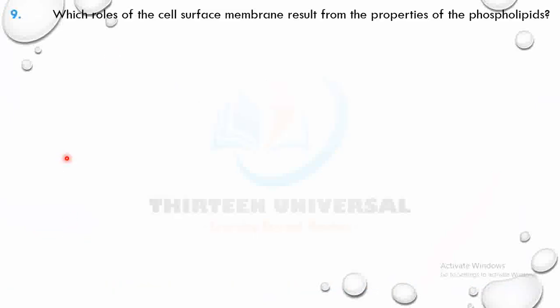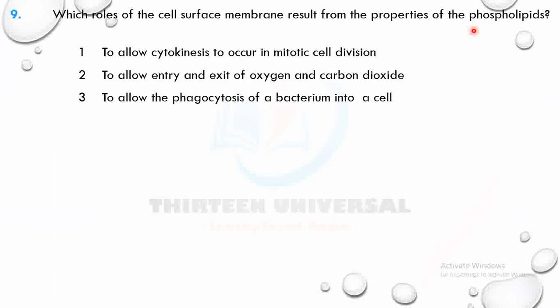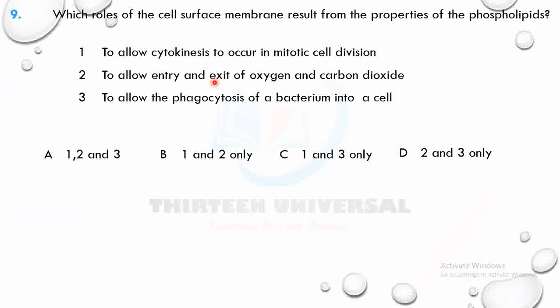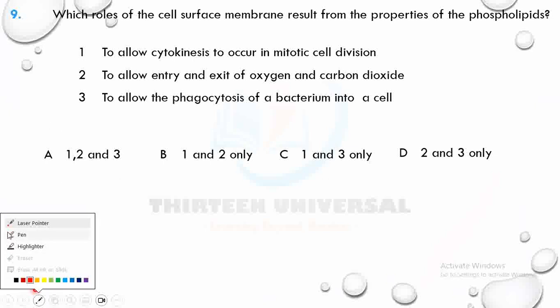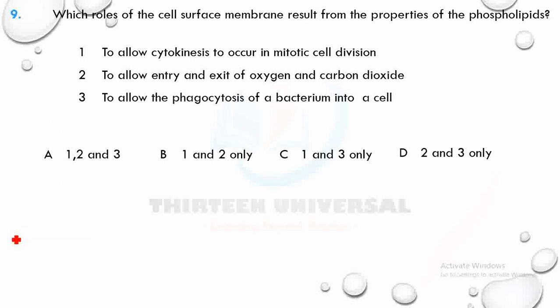Let's roll. Which roles of the cell surface membrane result from properties of phospholipids? Okay, let's go. To allow cytokinesis. Okay, these are the statements. So which one is correct? So I want to pause the video. Okay, cytokinesis. So try this question first, guys. Cytokinesis is when the cells split into two. Okay, so it's due to phospholipid. So this is correct. So cytokinesis is possible because of phospholipid. So that's correct.